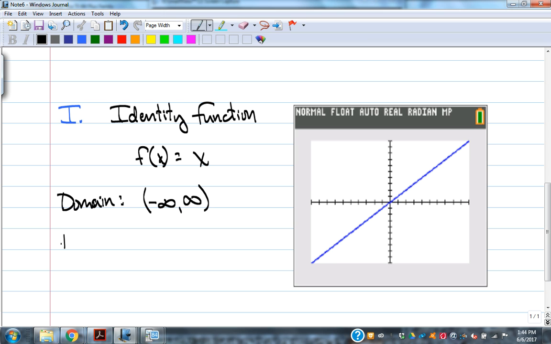The range on this would also be from negative infinity to positive infinity. Domains are where we hang our hat most of the time, but we'll mention the range on some of these to get an idea. And so the identity function looks like that. It normally has a domain of negative infinity to positive infinity and a range the same. Being able to recognize that graph is what we're after here.